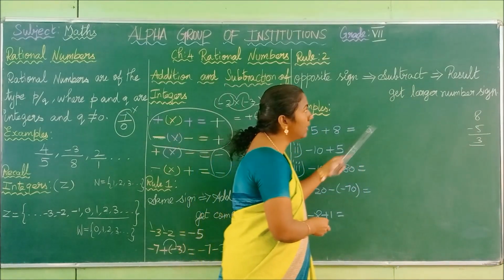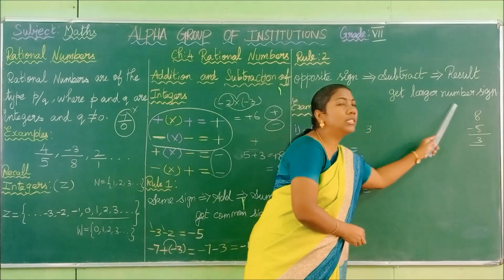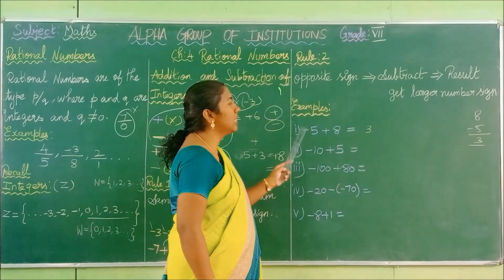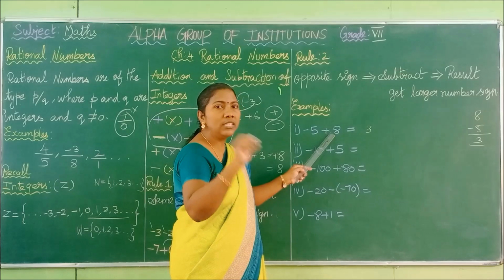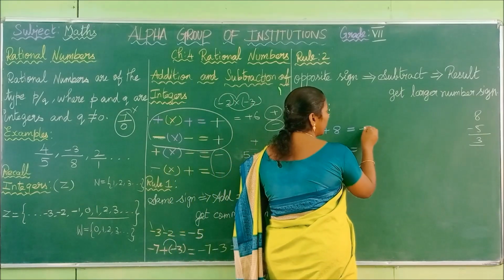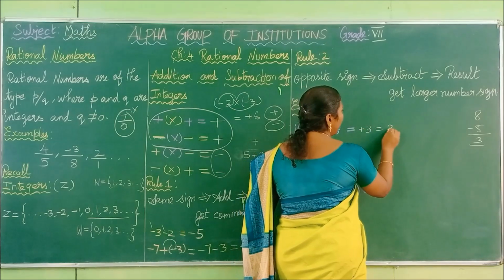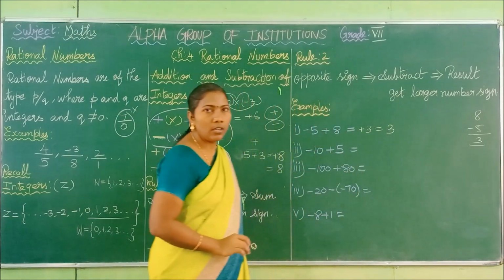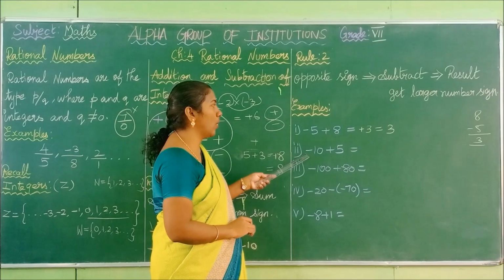This result gets the larger number sign. What is the larger number here? 8. What is the symbol for it? Plus. So the symbol for 3 is plus. You can simply write the answer 3 as it is. Do you understand? See the next one.